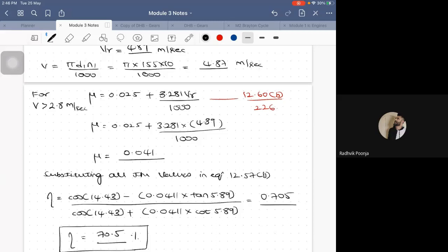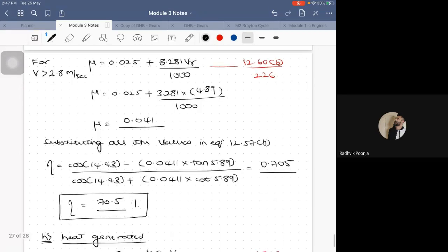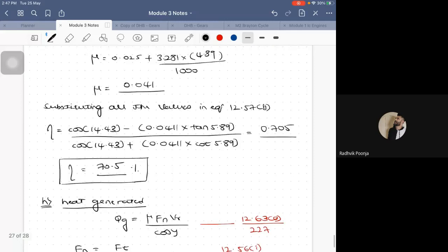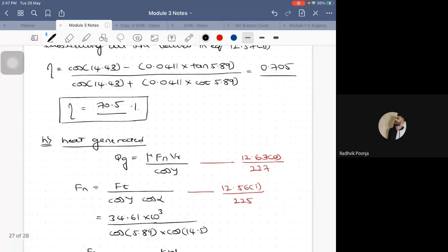Heat generated and heat dissipated. Okay. So heat generated, same old formula again. Pick those equations which are solved for the previous problem. So Fn is given by Ft times cos gamma into cos alpha.